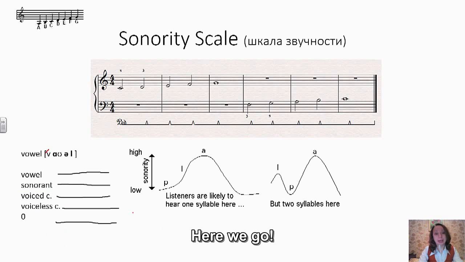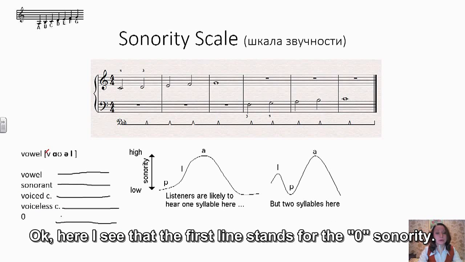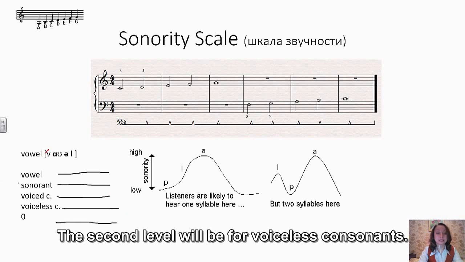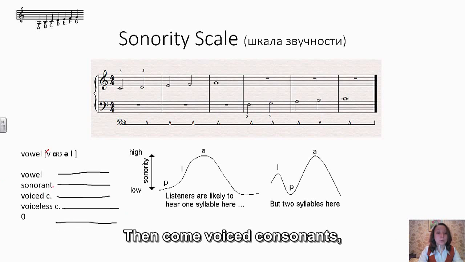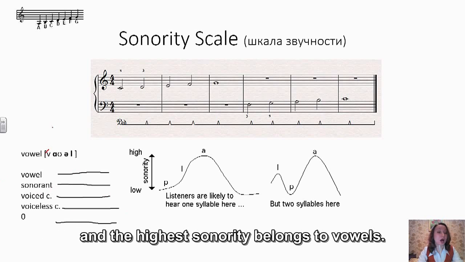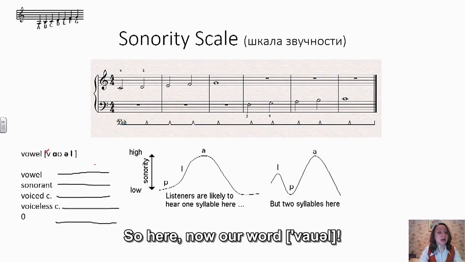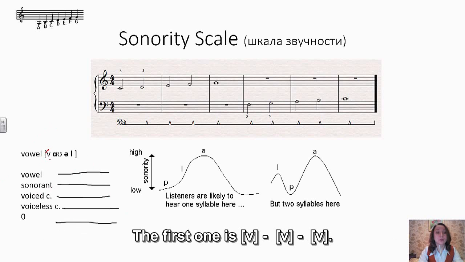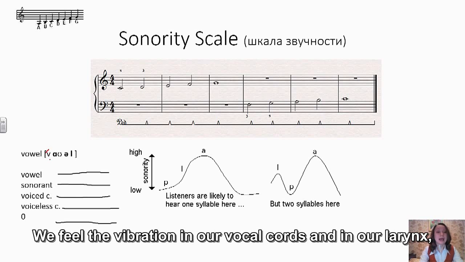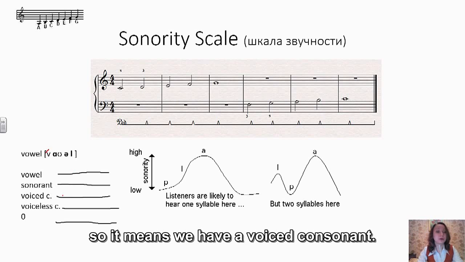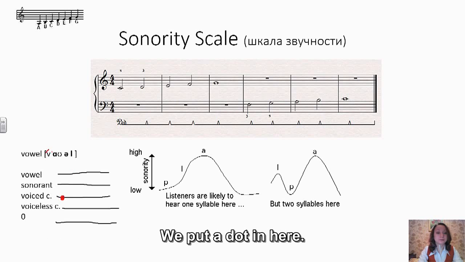Here we go. Okay, so the first line stands for the zero sonority. The second level will be for voiceless consonants. Then come voiced consonants, next sonorants, and the high sonority belongs to vowels. So here in our word vowel, the first sound is v, v, v. We feel the vibration in our vocal cords and in our larynx. So it means that we have a voiced consonant. We put a dot in here.